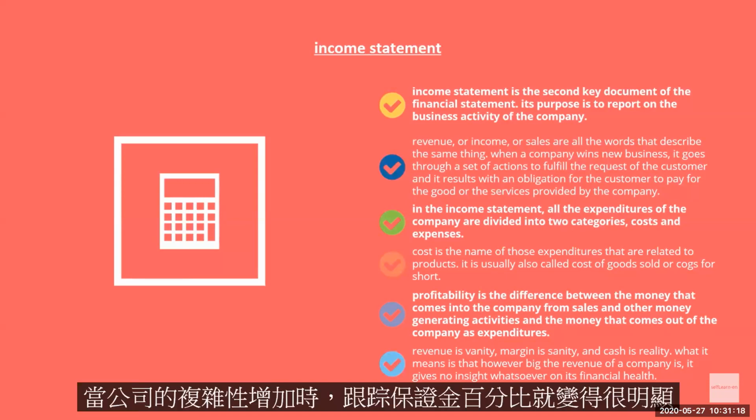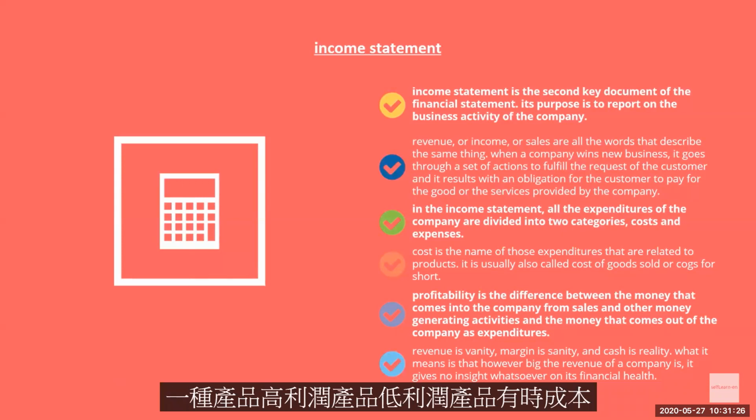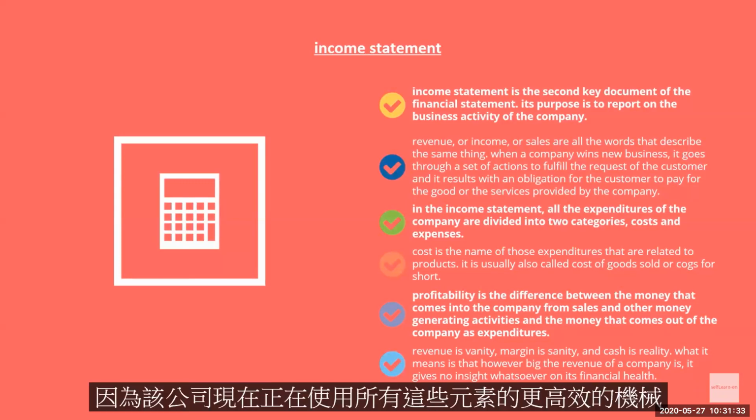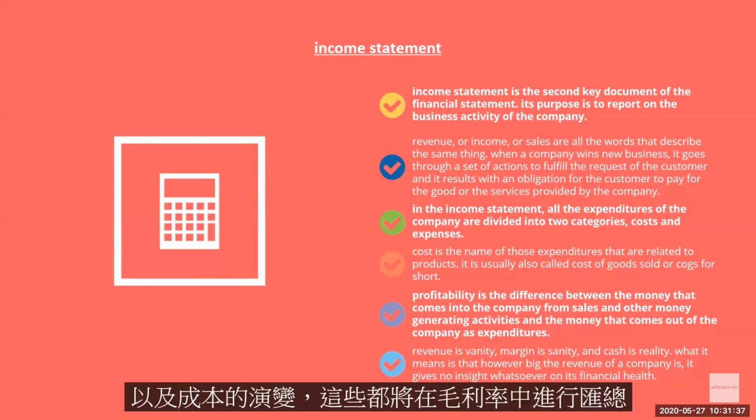The benefit of tracking margin percent becomes obvious when complexity increases in a company. In our example, things are maybe too simple. Businesses usually have more than one product: high margin products, low margin products, and sometimes the cost of production increases because the price of ingredients increases, or decreases because the company is now using more efficient machinery. All those elements, and actually many more, will have an influence on the evolution of revenue and the evolution of costs, and they will all be summarized in the gross margin percent.